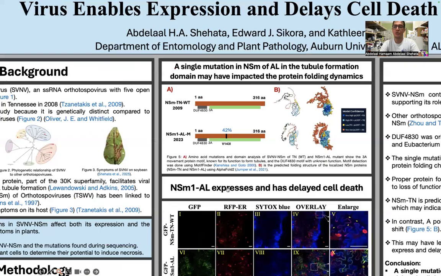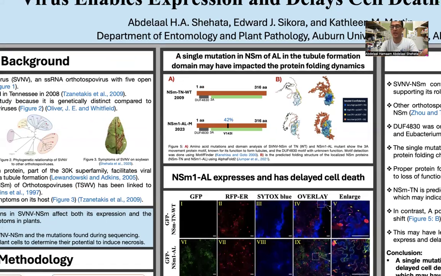Here, I also wanted to make more analysis of the two samples that I localized in my study today. So I have the NSM of the wild type. This is the Tennessee sequence that was first isolated in 2009. So it's the original sequence that we first had for this virus. NSM in 2009 looked like that. It did not have any mutation. It has both domains, the DUF and the tubule formation domain. Then the sequence from Alabama, 2023, which is 15 years after the original sequence, contains the same two domains.